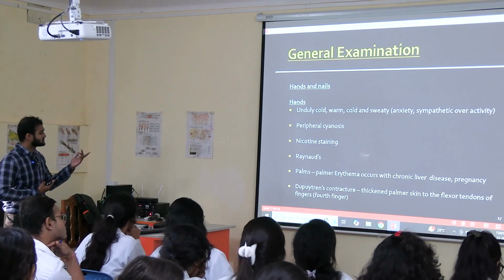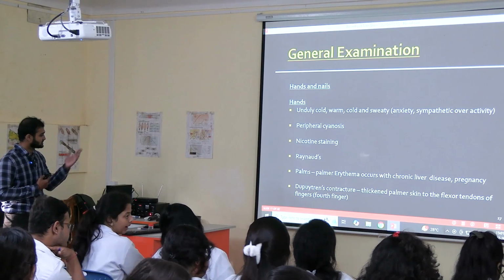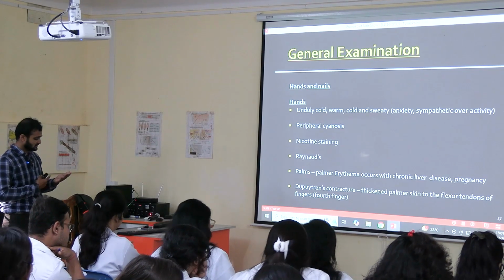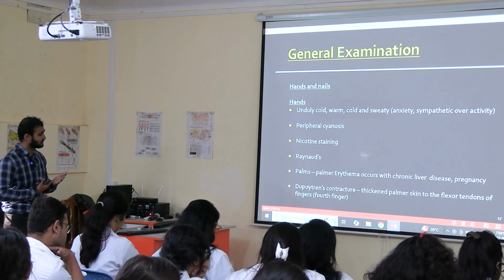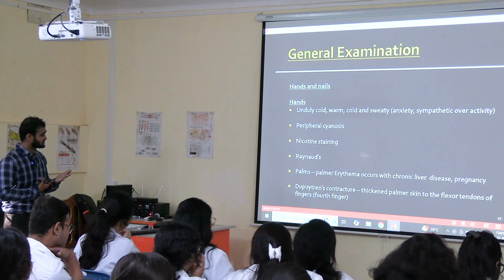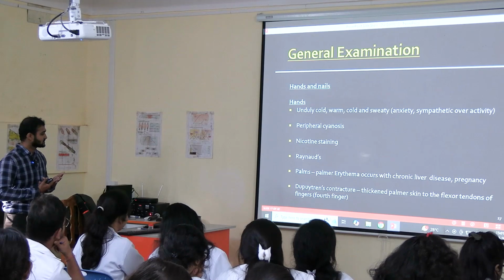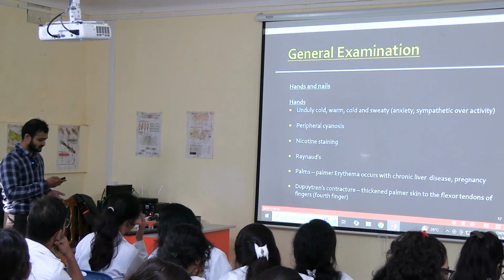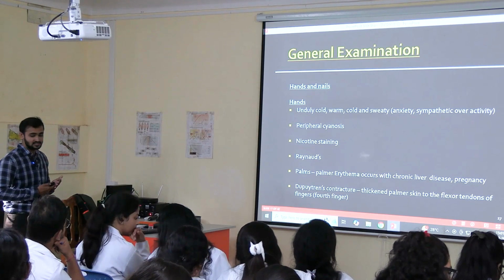So there is Dupuytren's contracture. In that we have a thickening of the palmar fascia near the flexor tendons. This happens in diabetic patients, and in alcoholics we see this.